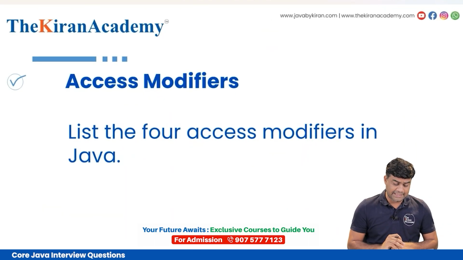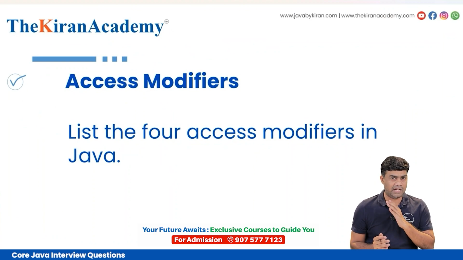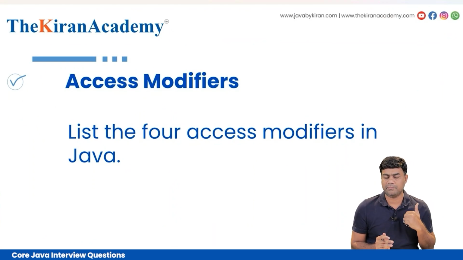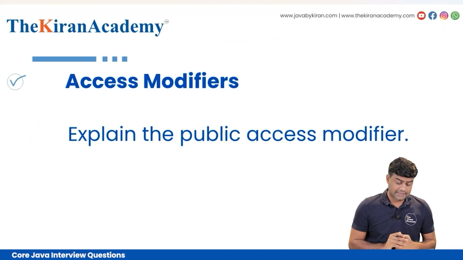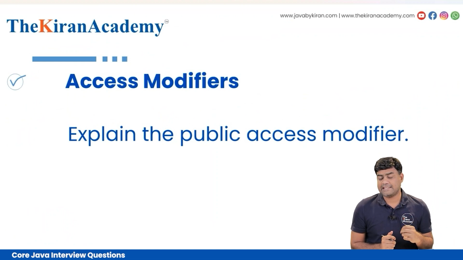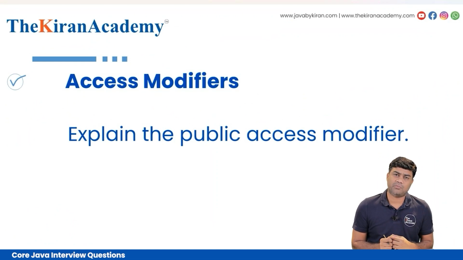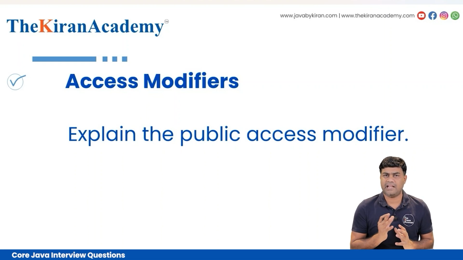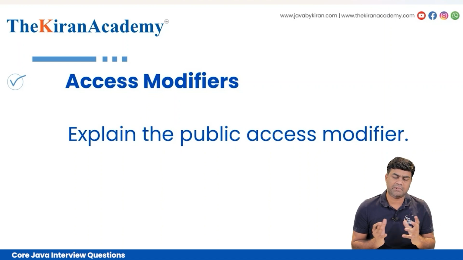The second question is: list the 4 access modifiers in Java. I already covered this in the previous question. There are 4: private, protected, default and public. Next, explain the public access specifier, or we can say access modifier also. The public access modifier means that a class can be accessed anywhere. Variables and methods, if they are public, can also be accessed anywhere in a project, and in another project as well.